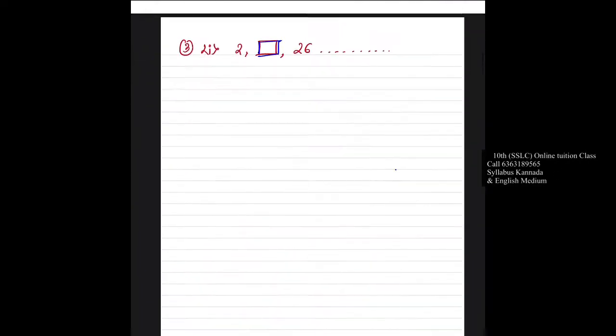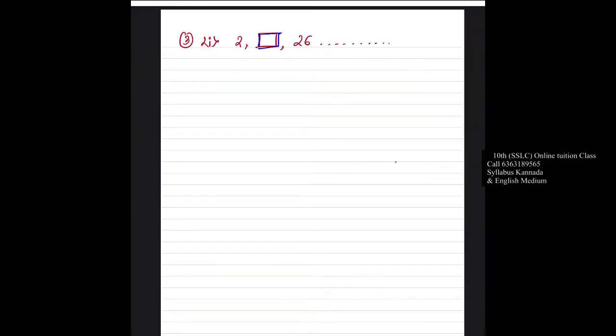ಓಕೆನಾ? ಸೊ the first question here, you can see first term is 2, second term we have to find out, third term 26 ಕೊಟ್ಟಿದ್ದಾರೆ. ಓಕೆ, ಸೊ here first term a1 is equals to 2, or this can also be written as a. Next is a3 is equals to 26. Okay, so what is the formula? Formula is an is equals to a plus n minus 1 into d.